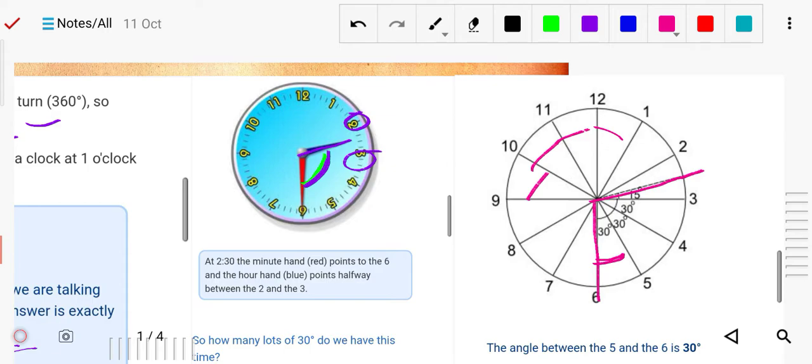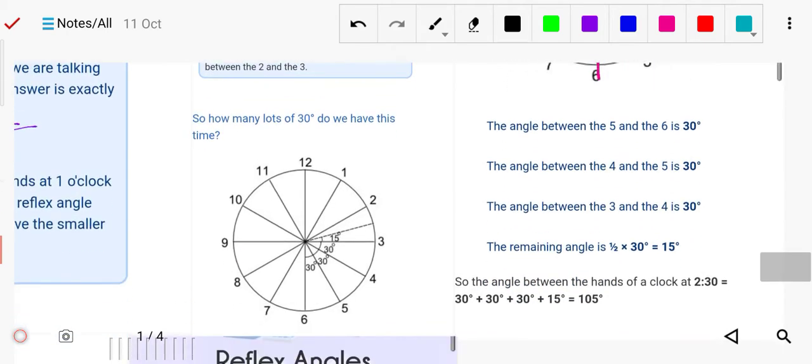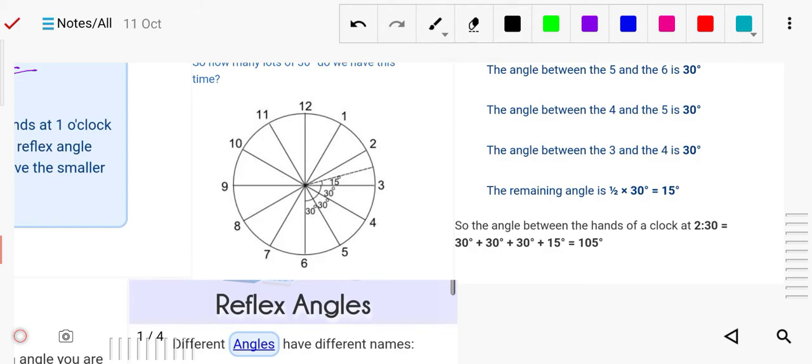So how many parts is it covering? Here 30 and 30 are full, but between 2 and 3 it covers only half. The half of 30 is 15. So now you can do it: 30 plus 30 plus 30 plus 15. 3 times 30 is 90, and 90 plus 15 is 105. So 105 will be the answer. This is for 2 hours and 30 minutes.